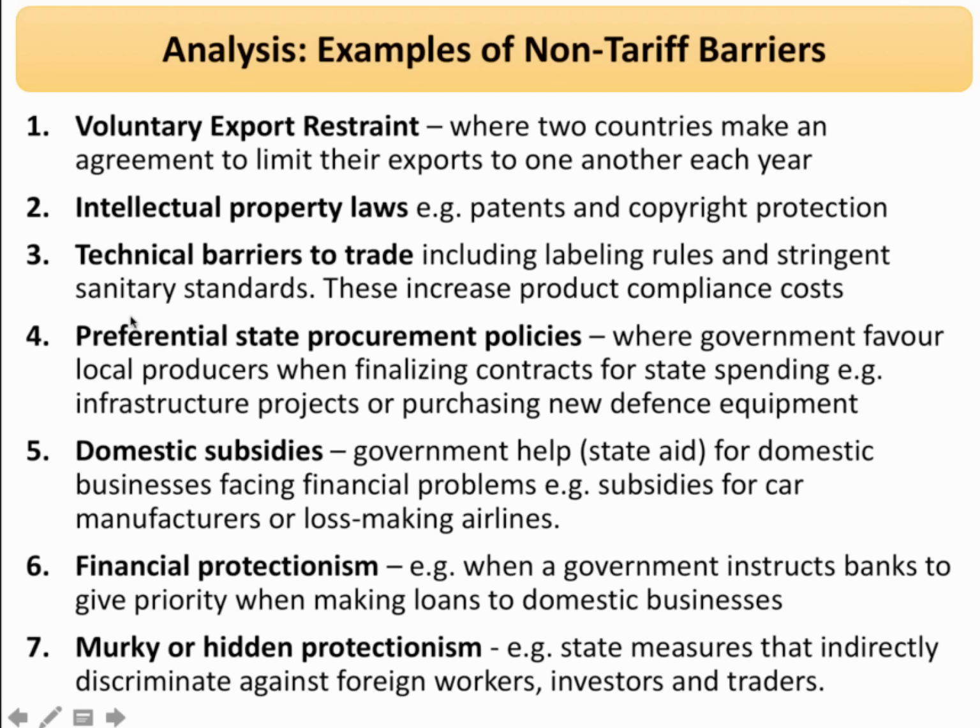And keep in mind that tariffs overall have been coming down, but non-tariff barriers, NTBs, have been growing in frequency and intensity. And what this slide does is it takes you through a few examples of classic non-tariff barriers. So classic things are things like technical barriers to trade, making labeling rules and product compliance extremely tough, extremely costly to meet. Examples could be things like state aid, domestic subsidies, where government gives some state aid to an ailing industry.